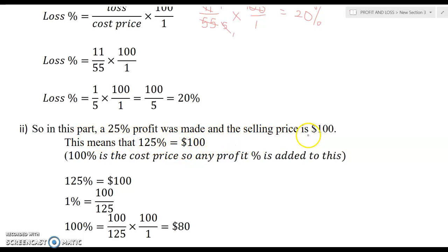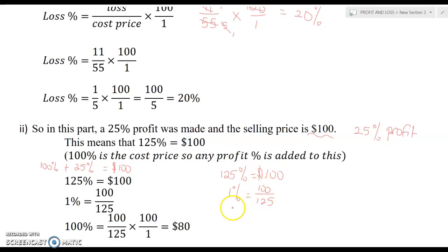So the selling price was $100, and a 25% profit was made. So now I am selling it for the 100% that I paid for it, plus that 25 extra percent I'm trying to make. And that is equal to my selling price of $100, right? So 125% is equal to $100. Always find for 1%, right? So that'll be 100 divided by 125.